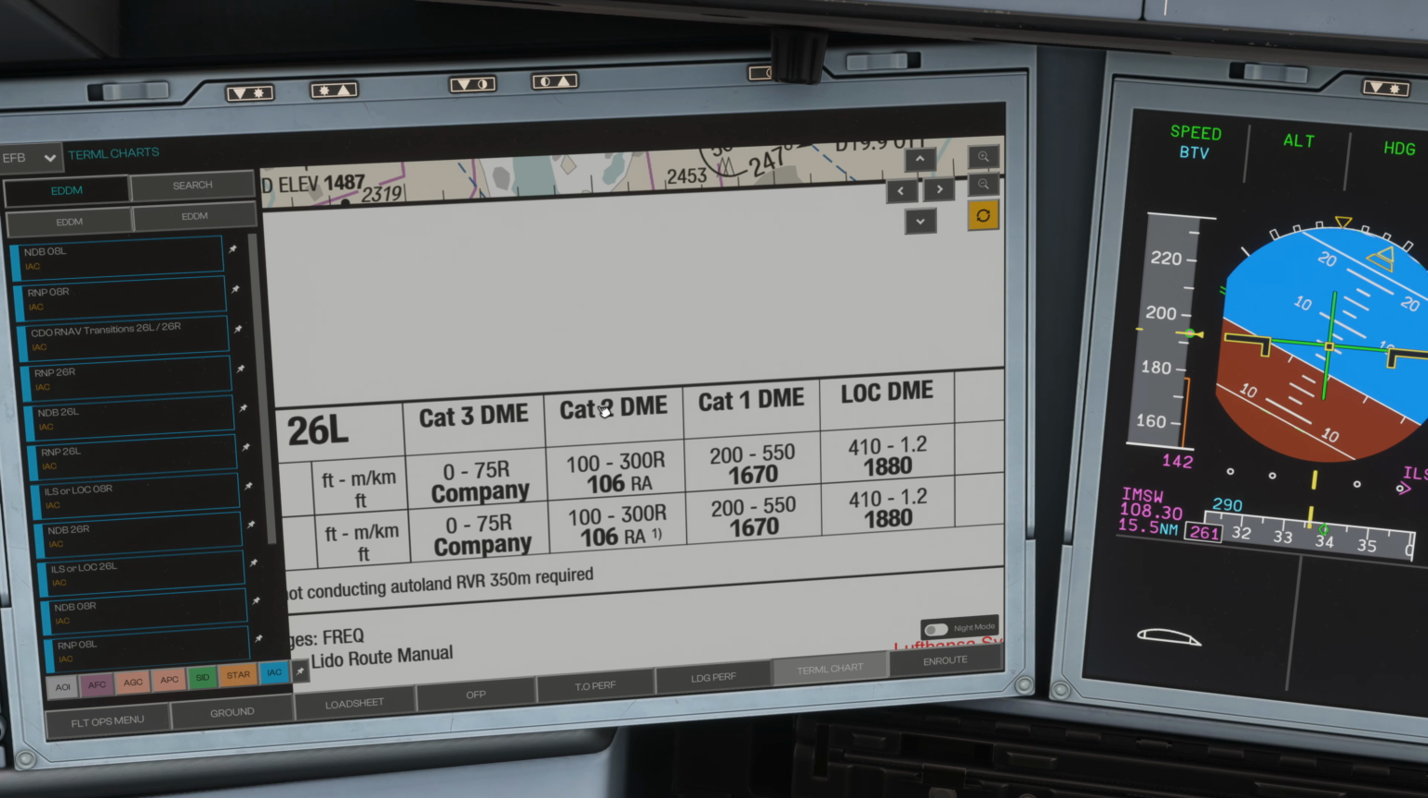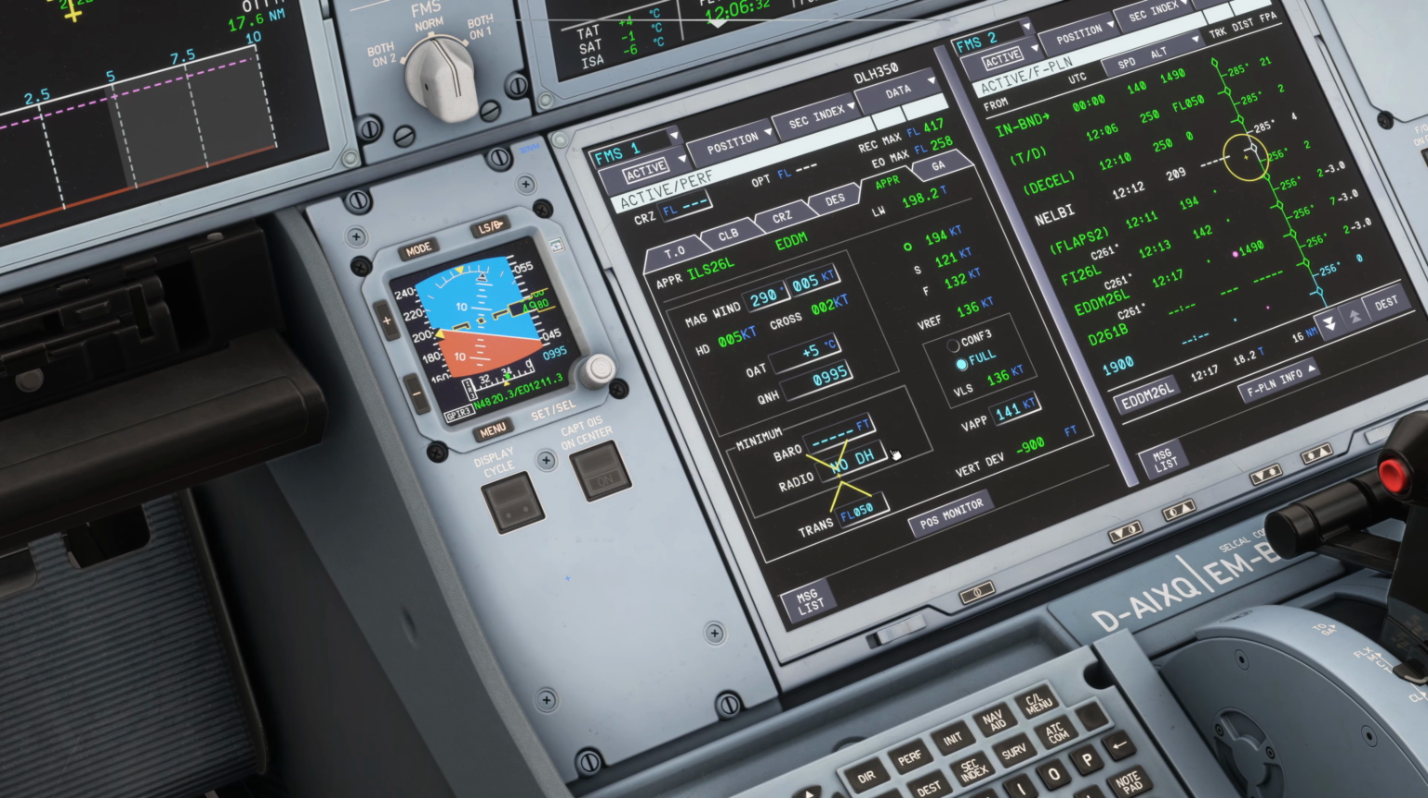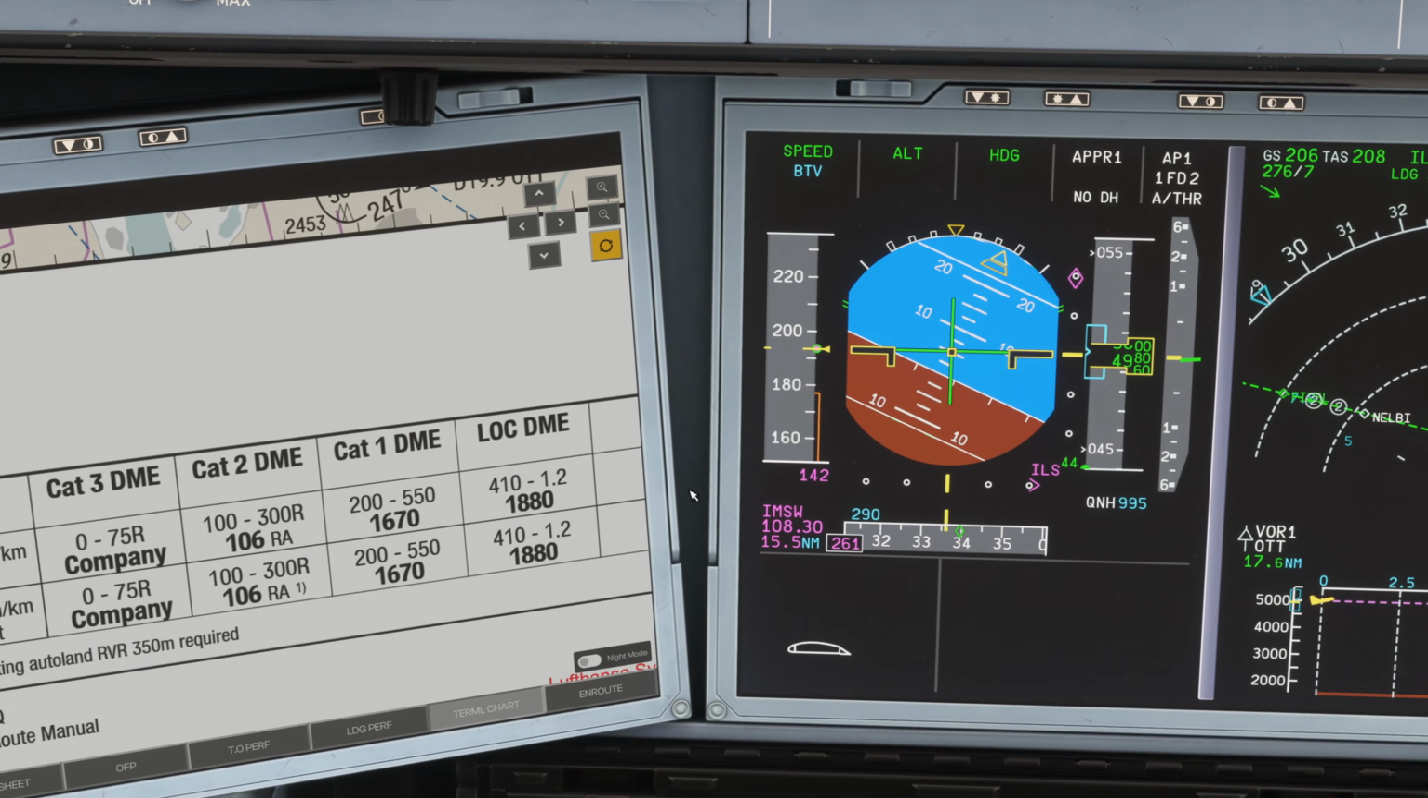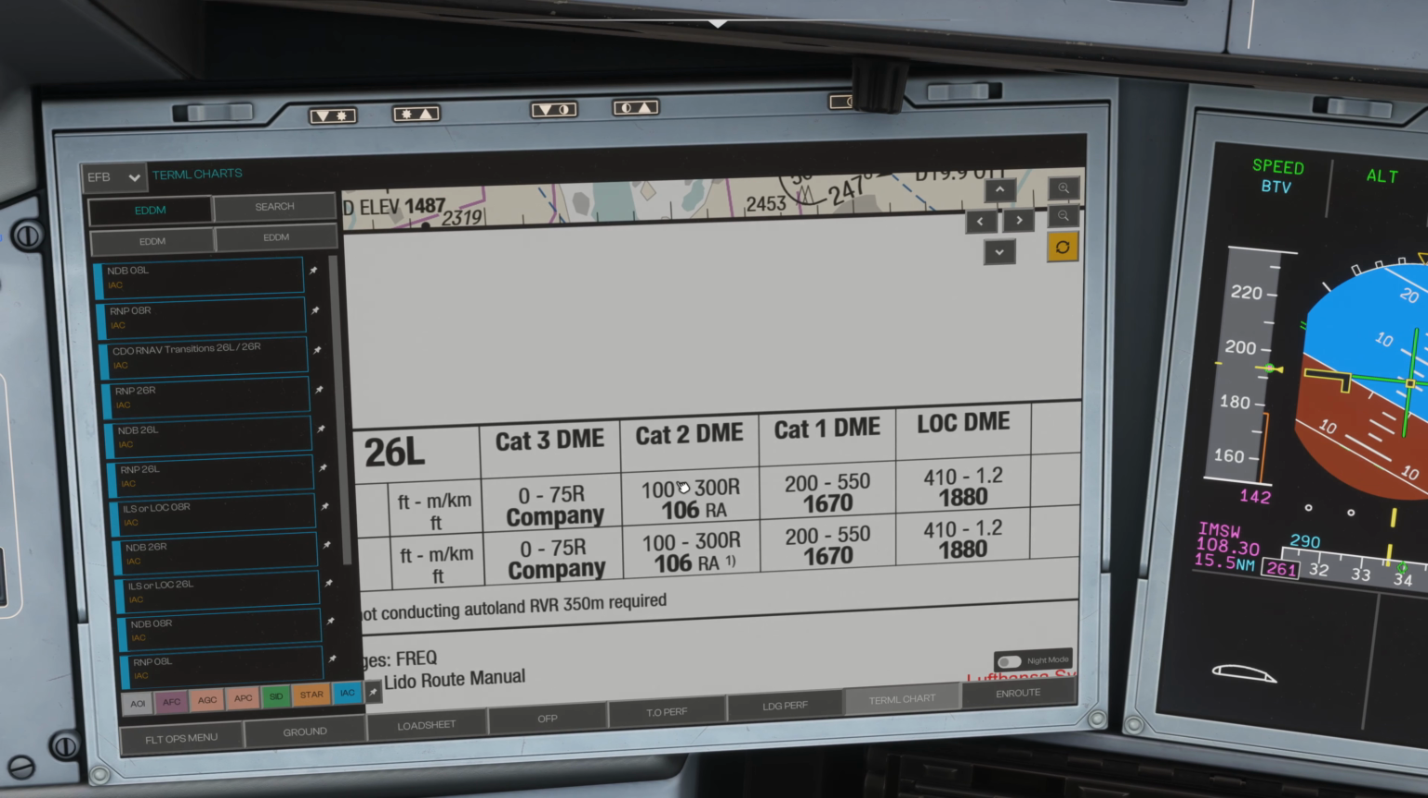A Category 2 approach is defined with a minimum at least 100 feet above the ground and 200 meters RVR. And you can see in this case that equals 106 feet RA, radio altimeter. So for an Autoland you would enter the minimum down here on the radio section. And if you're wondering now, I just said the minimum is 100 feet above the runway. Why is it 106 radio? That's quite simple. The area over which you're approaching might not be completely flat, therefore 106 radio equals 100 feet above the runway. And now we come to the interesting approach.